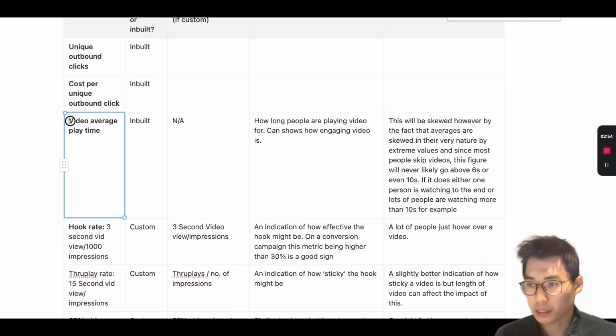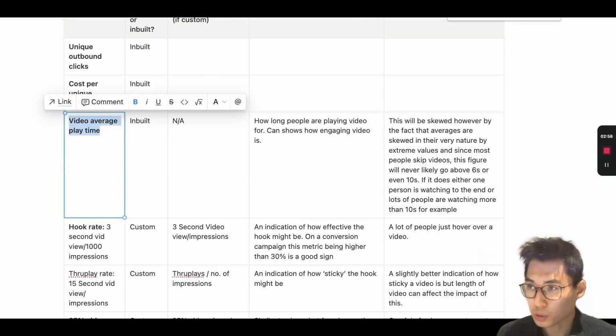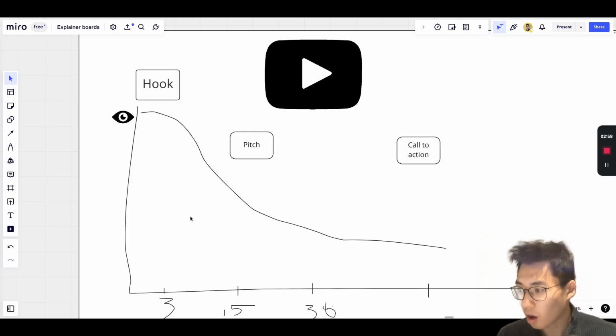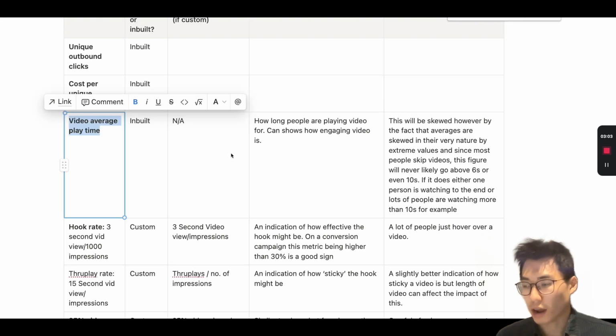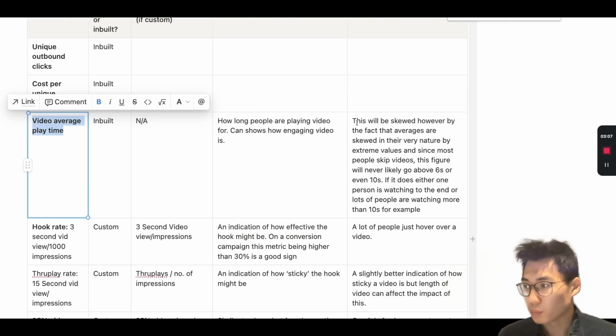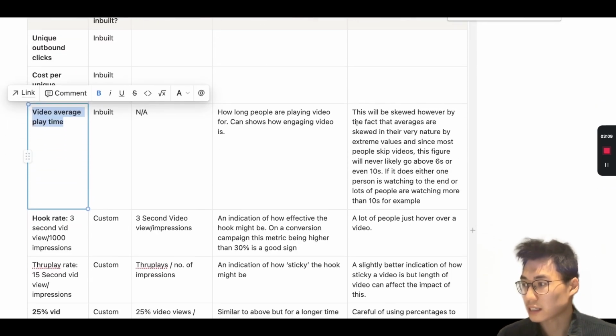So we have the video average playtime. Now this video average playtime simply shows you how much of this video people are actually watching to begin with, right? So that can give you an indication of how engaging the video is. The only problem, if you take a look at the caveats here, is that this will be skewed by averages.